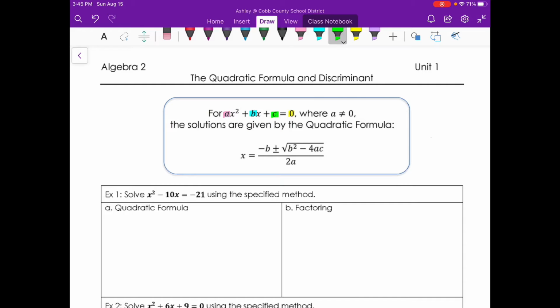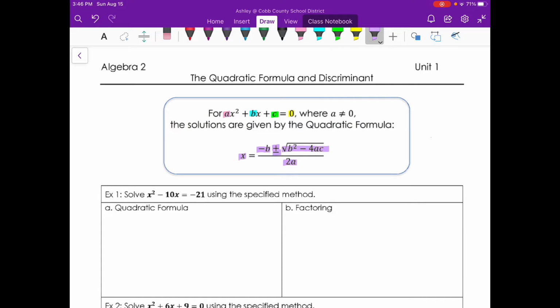And the solutions will be given by the formula x equals the opposite of b, plus or minus, that plus or minus gives us our two solutions, the square root of b squared minus 4ac, all over 2a. So we will fill in the a, b, and c into the formula appropriately and then simplify. So let's look at example 1.